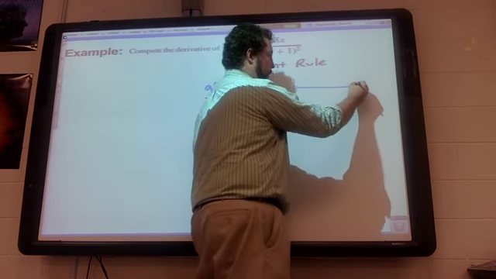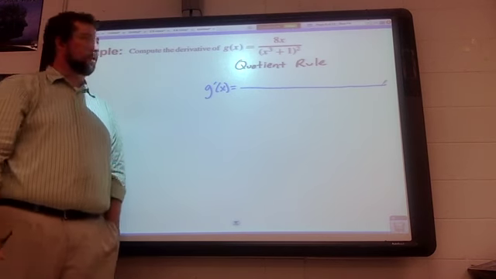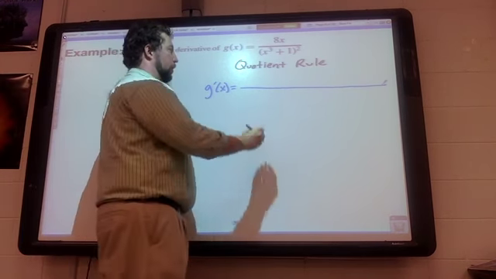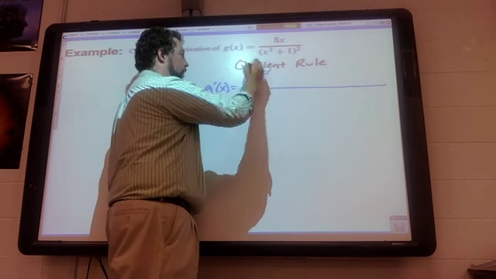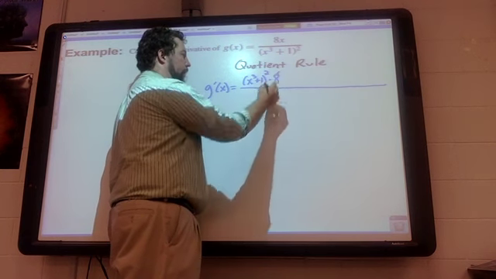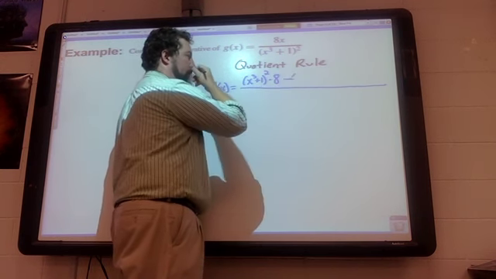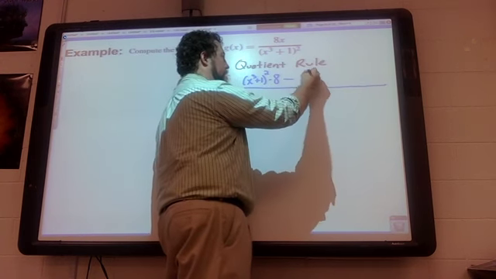I might run out of room here. I apologize if I do. So the derivative for a quotient rule is low, so we rewrite the (x cubed plus 1) squared, D high, so the derivative of the 8x, which is 8, minus the high, which is 8x.